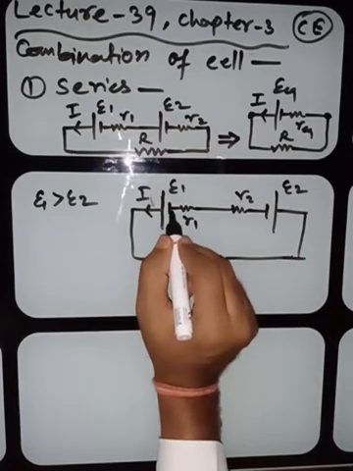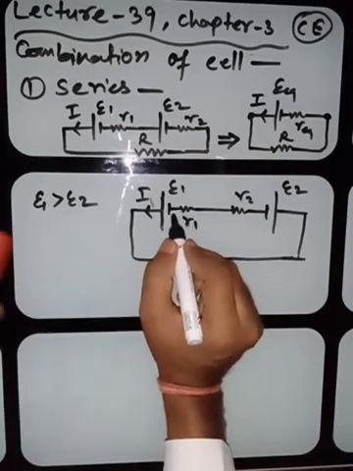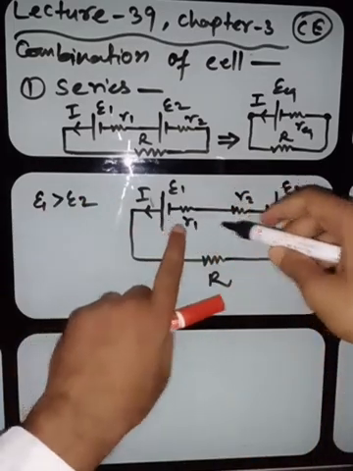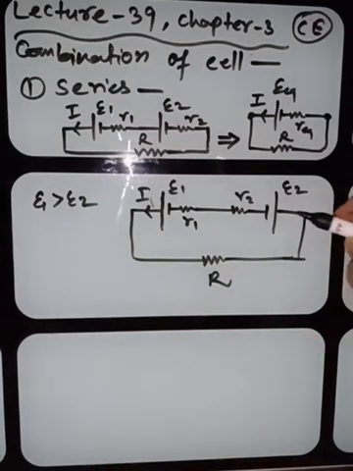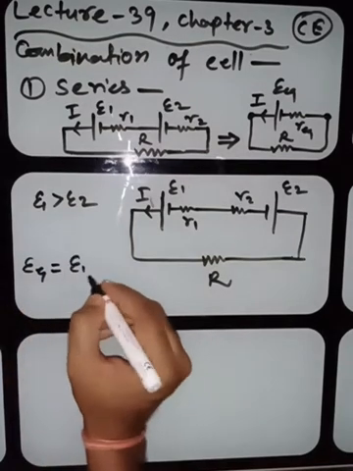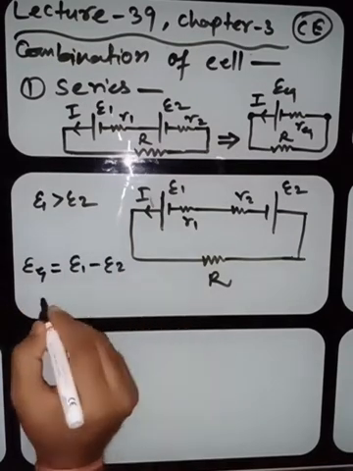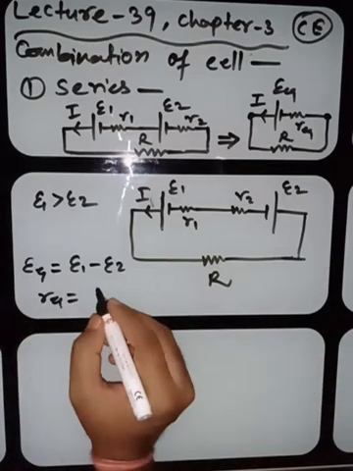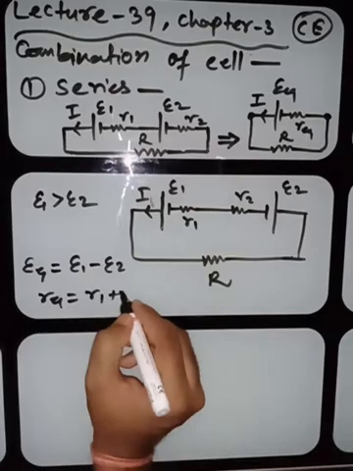Here minus E1 was there. Try to recall, or if you have written it in your notes, try to see it is minus. Only here you are getting plus E2. It means only the equivalent EMF will change and it will be E1 minus E2. And R equivalent is not going to change. It will remain the same. How much is it? It will be R1 plus R2.